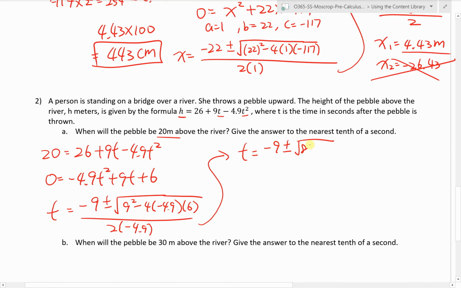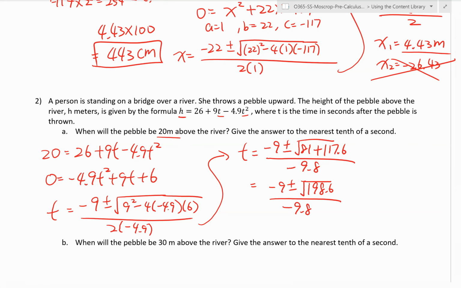This is going to be 81 plus, that's going to be 24 times 4.9 times 6 is 117.6, divided by -9.8. Okay, so this is going to be -9 plus minus the square root of 117.6 plus 81, that's 198.6, divided by -9.8. So then we just need to put this into calculator, okay, and see what we get.